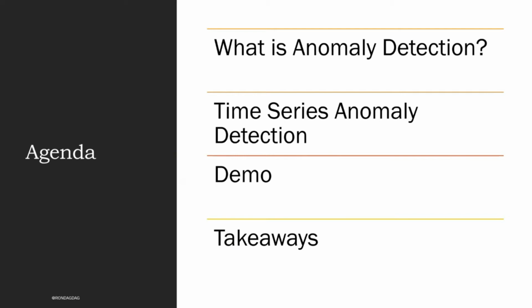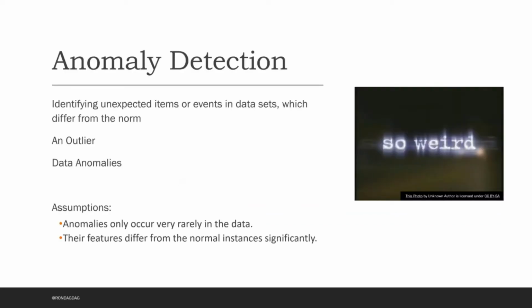Today, we'll talk about anomaly detection, and then we'll work through time series anomaly detection, and then we'll do some demos and some takeaways related to that. Anomaly detection is kind of like Spidey senses, right? It helps us identify unexpected items or events in our data sets, which are different from the normal.